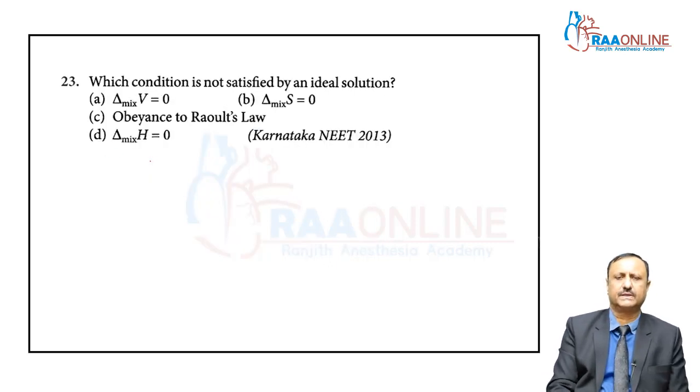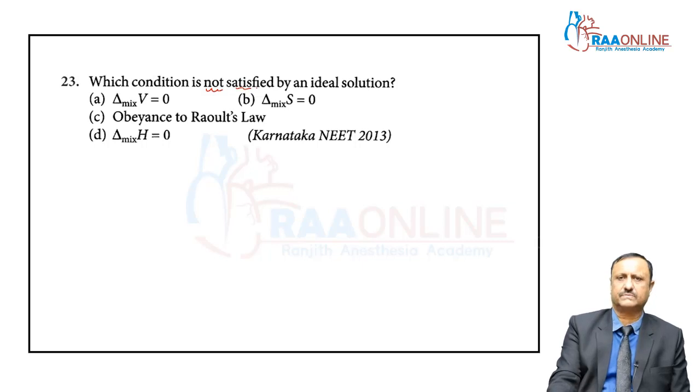In question number 23, my dear students, which condition is not satisfied by an ideal solution? For an ideal solution, delta H is equal to 0, delta V is equal to 0, and it obeys Raoult's law. This is also correct, but the question asks which is not satisfied. So, the condition not satisfied is B. Delta S is the change in entropy, not free energy. Free energy change is delta G. The change in entropy is not equal to 0 in an ideal solution.